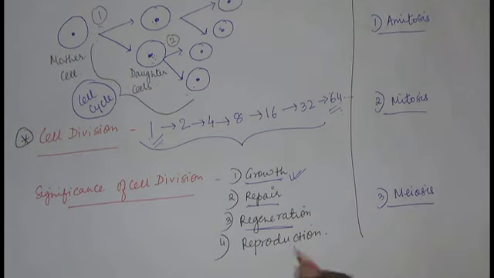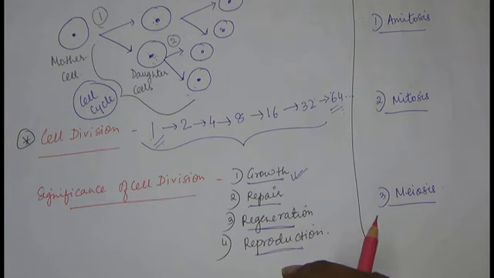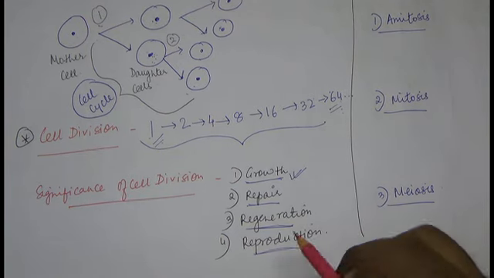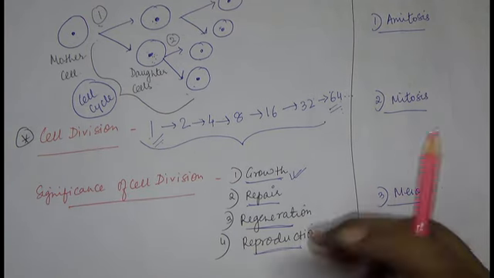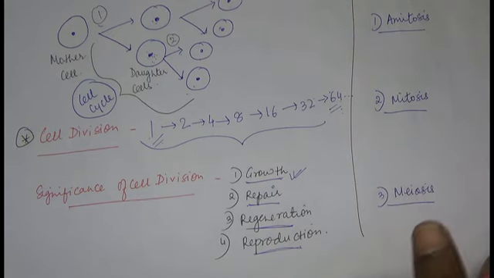Okay, we come to the last significance of cell division, which is reproduction. For reproduction also we require cell division. Basically, there are many types of cell division. We'll be talking about reproduction as a whole in the later stages of this chapter.